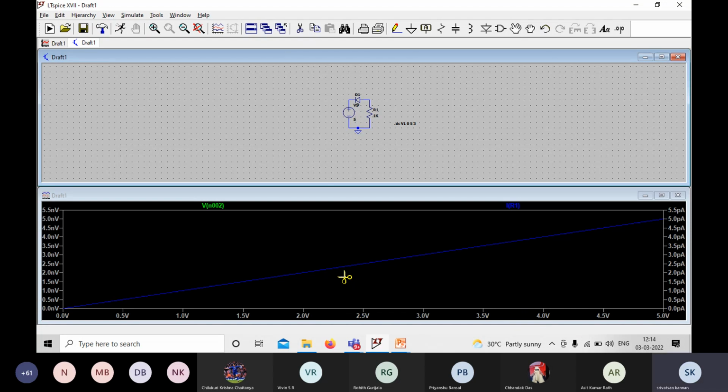So this is the reverse bias characteristics of the diode. No current flows through the diode. Diode acts as an open switch. So the equivalent circuit of the reverse bias condition is an open switch, and the equivalent circuit of forward bias is a closed switch. Got it?